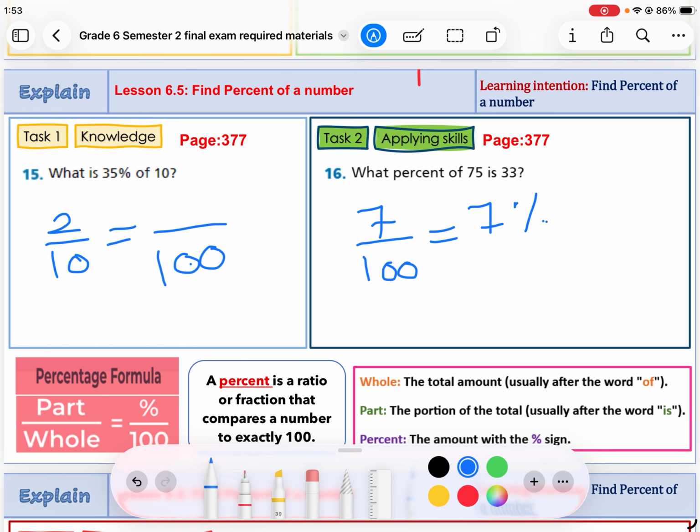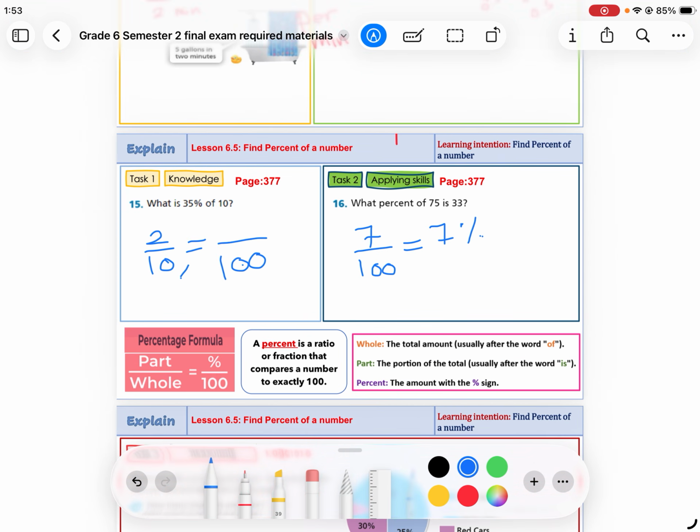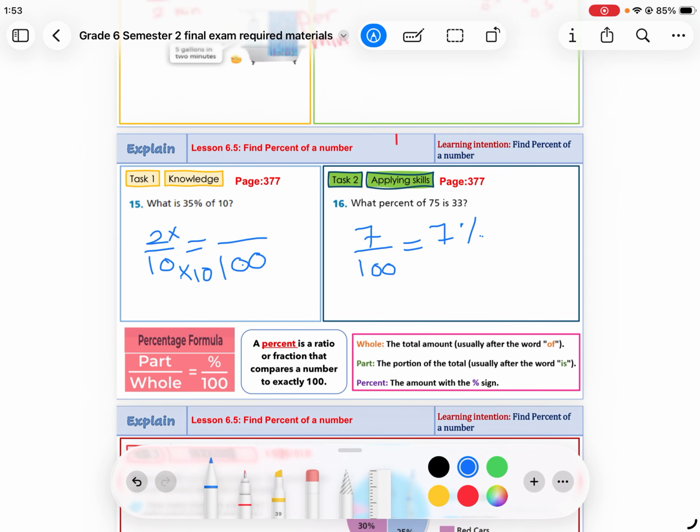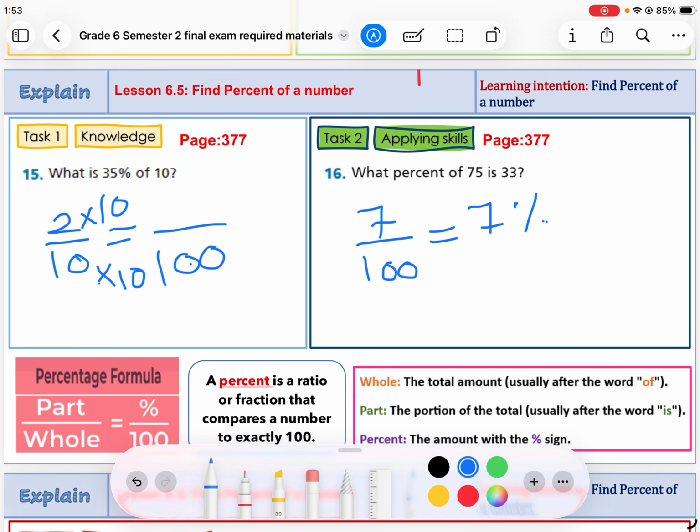In order to write it as a percent, I have to have the denominator to be 100. So think, 10 times what equals 100? That will be 10 times 10. So you will have to multiply 2 also with 10. So 2 times 10, that will be 20. So that means our percent is 20%.